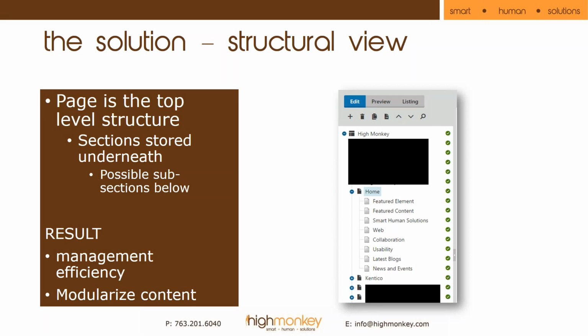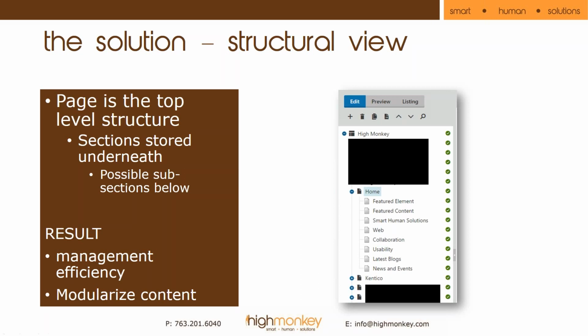The other thing we like to do for this exact reason is, let's say on your home page you have 6 different content editors and they have different controls over different pieces. Overall, I can now say that only these people can manage the featured element, these people can manage the web, these people can manage the latest blogs, whatever it is, and do that across these structures.